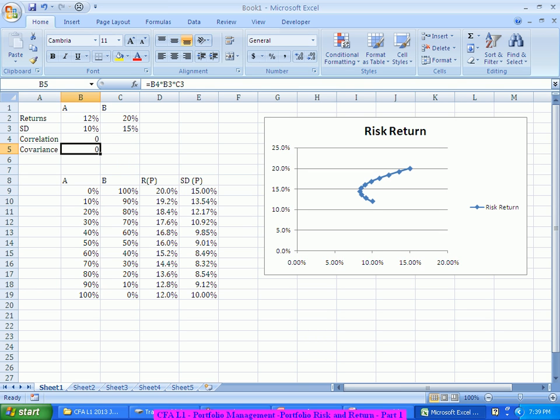Whereas for the downward sloped part, that was not the case. As the risk was increasing, expected return was actually falling. So the downward sloping part of the minimum variance portfolio does not fall into the efficient frontier. Only the upward sloping portion comes into the efficient frontier.